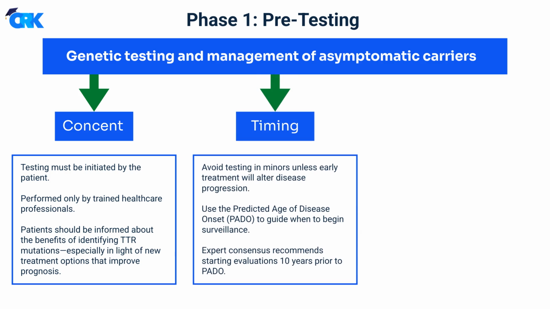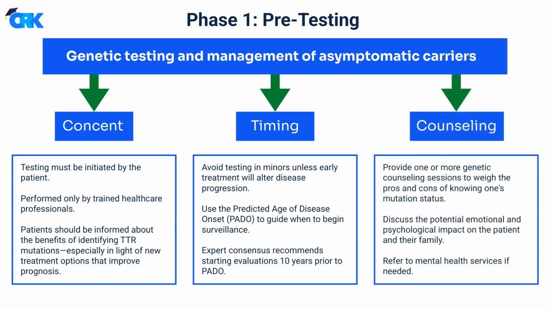Second, timing. Here, timing is everything. We generally avoid testing minors unless there's a strong justification for early intervention. Instead, we use a concept called predicted age of disease onset, or PARDO. This is determined by genotype, family history, and symptom onset in affected relatives. Expert consensus suggests beginning surveillance about 10 years before the estimated onset window.